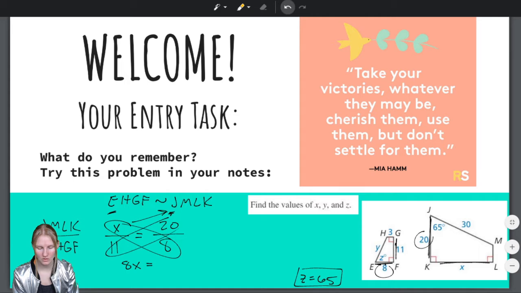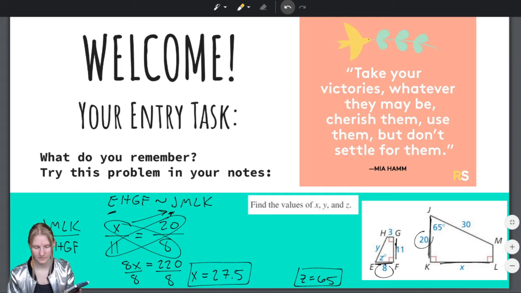8x equals 20 times 11, which is 220. Divide by 8 on both sides, and we get that x is 27.5. Seems a little weird to get a decimal, but we can check that later. Now let's set up a proportion with y. We can still use the 20 over 8.